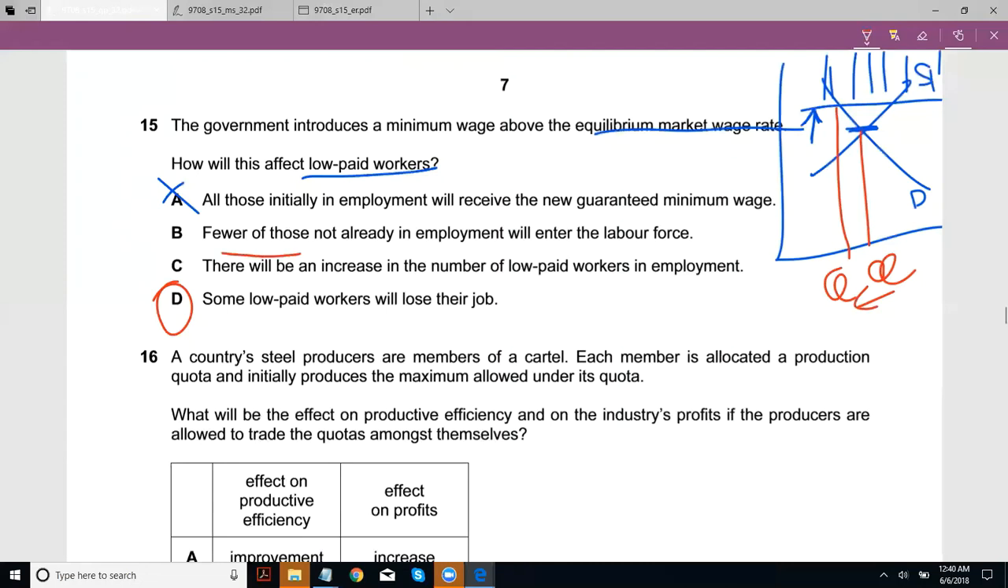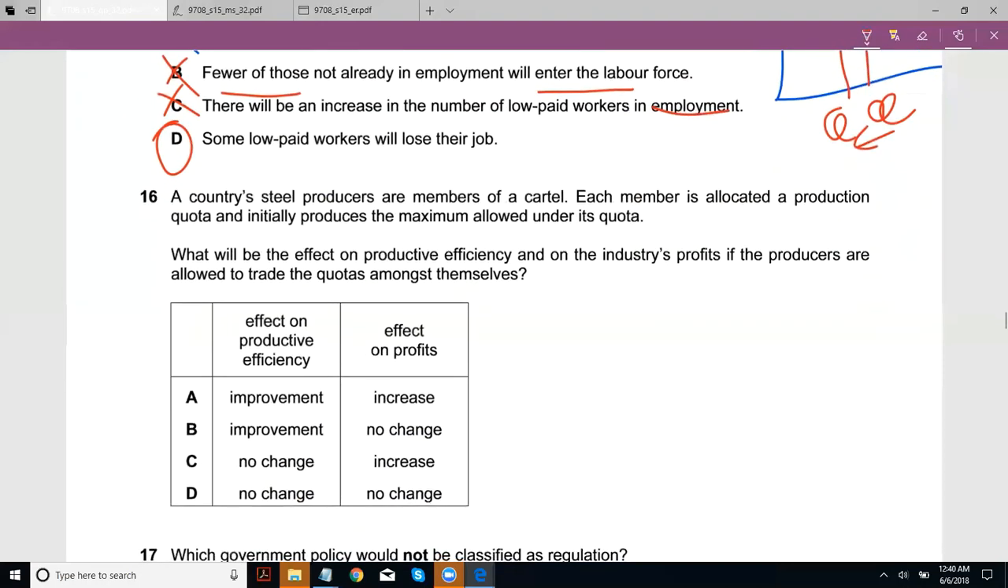Fewer of those not already in employment will enter the labor force. In fact, more people might enter the labor force, maybe because there's a higher wage rate going around, not fewer. There will be an increase in the number. Well, there won't be an increase in employment. There will be a decrease, in fact, and that's what we ticked in D.